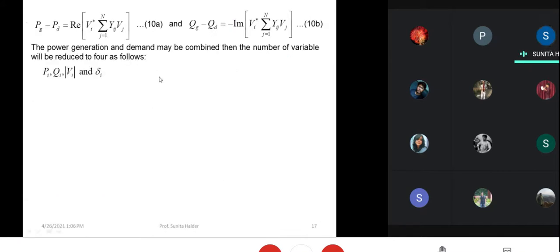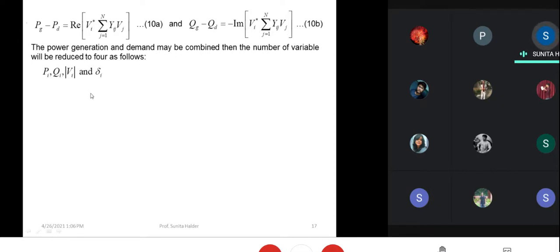Now here, these are the static load flow equations. If we combine power generation and demand, then PGI minus PDI is PI, and QGI minus QDI is QI. So PI and QI will be variable, because if any one of PGI, PDI, QGI or QDI is variable, then PI or QI will be variable. In that case, we can reduce those 6 variables to 4, right? So these 4 unknown quantities we have to solve using the static load flow equations.